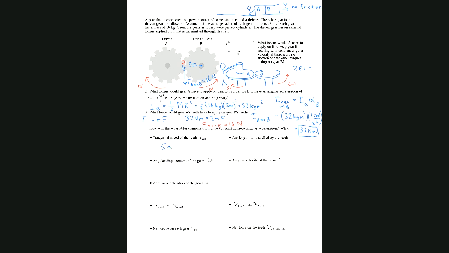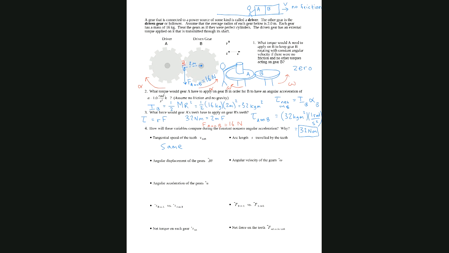That's actually true of any interlocking gears, no matter what size they are. Even if you had a big radius gear versus a small one, they still have to have the same tangential speed. Now, what about the arc length, S, traveled by the teeth?